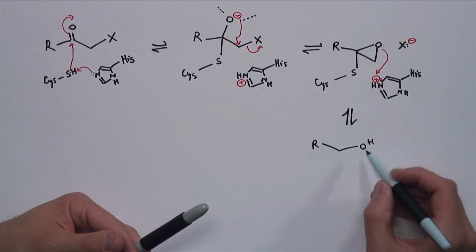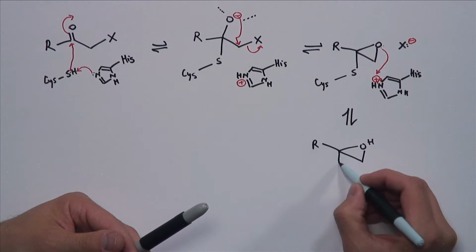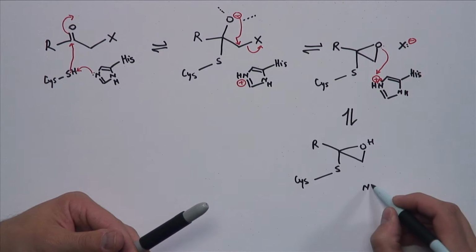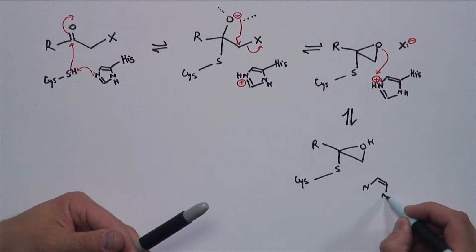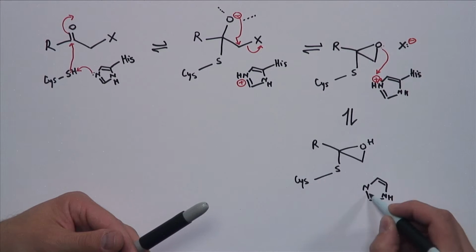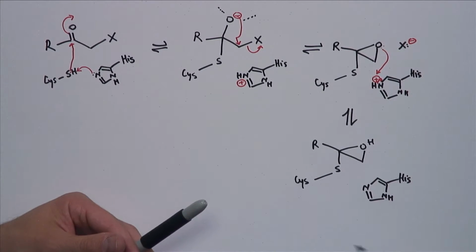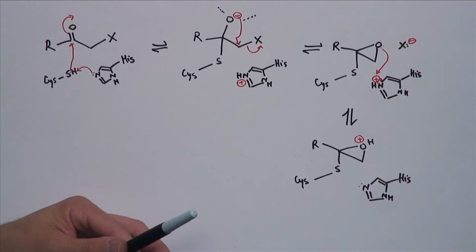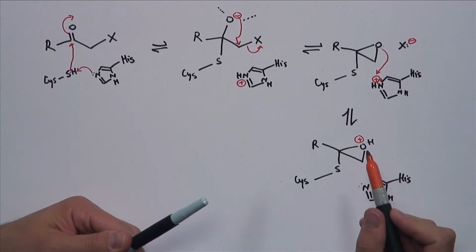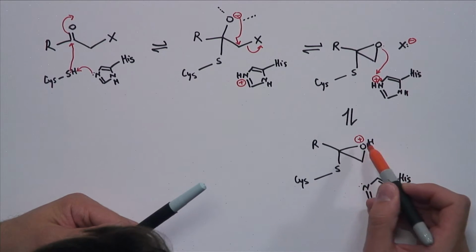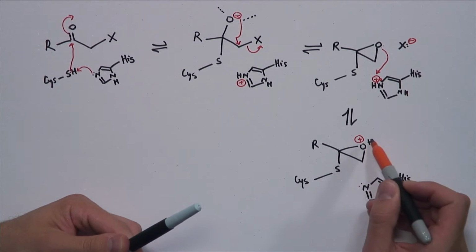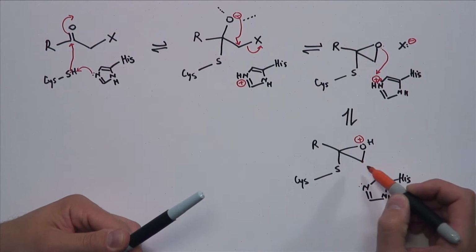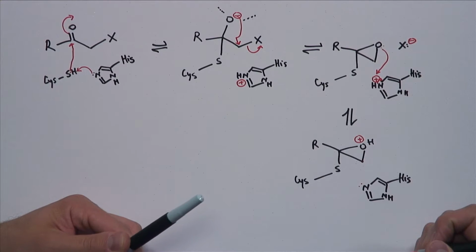So now we have a protonated epoxide. And the histidine now is in its deprotonated form. And the epoxide has a positive charge. Now, because we have a protonated epoxide, this acts as a very good leaving group, and this carbon becomes very susceptible for an SN2 reaction.